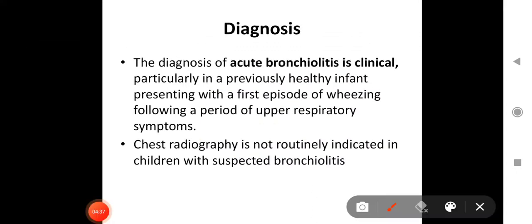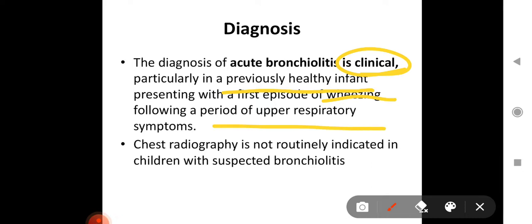Next is how you diagnose bronchiolitis. The diagnosis of acute bronchiolitis is mostly clinical, particularly if the infant was previously healthy and presents with the first episode of wheezing. A 7-month-old child presents with a first episode of wheezing. He was all good 2 days back, and just had mild upper respiratory symptoms like cold, cough, coryza for the last 2-3 days and then suddenly developed wheeze; you can suspect bronchiolitis in that patient.